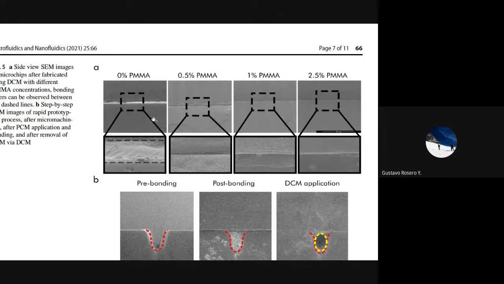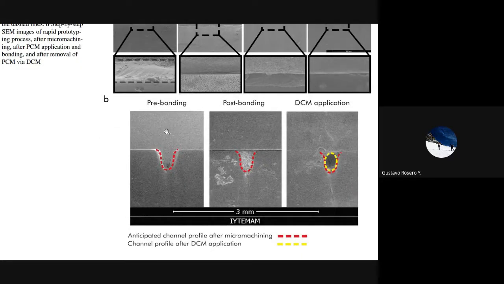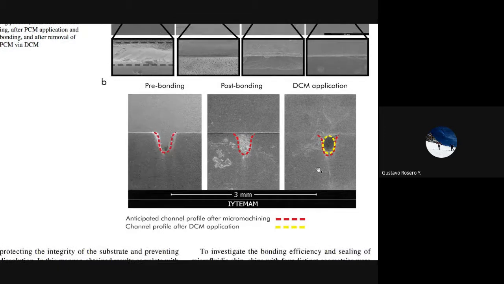Then this is how it looks in SEM images with different percentages of polymethyl methacrylate dissolved in dichloromethane, and you see what the best bonding image is, with the 2.5%. And this is the pre-bonding, when you use the solution. This part is the channel, and they use the solution in order to protect the channel, because the bonding could affect it. This is the bond of the microfluidic device, and this is after the solution is removed. It means that the microfluidic channel is free. I mean, it's not affected by the bonding.